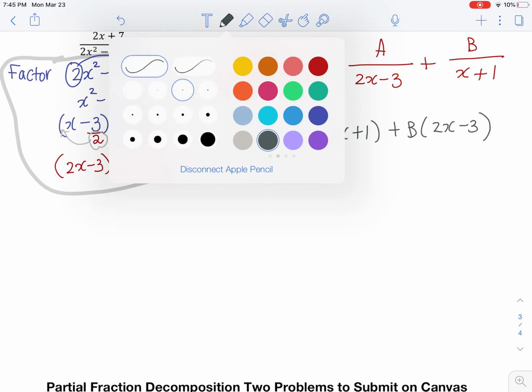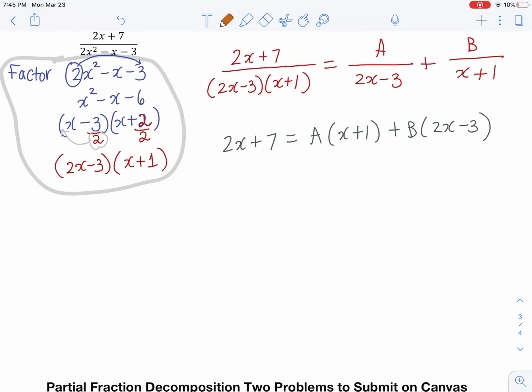Alrighty, time for us to pick some x values to get rid of some variables. Now this one's easy, right? Let x equal what number? Negative 1. Oh, thank goodness, that one's not a fraction. Let's put negative 1 everywhere. 2 times negative 1 plus 7 equals a times negative 1 plus 1 plus b times 2 times negative 1 minus 3. Okay, let's simplify this.